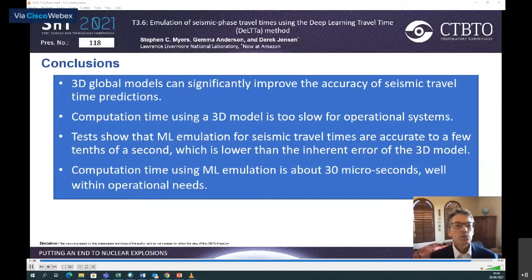So in conclusion, 3D models can significantly improve the accuracy of seismic travel time predictions. Computation time using a 3D model is too slow for operations. Tests show that machine learning emulation for seismic travel times are accurate to a few tenths of a second, which is lower than the inherent error of the 3D model. Computation time using a machine learning method is about 30 microseconds, which is well within operational needs.